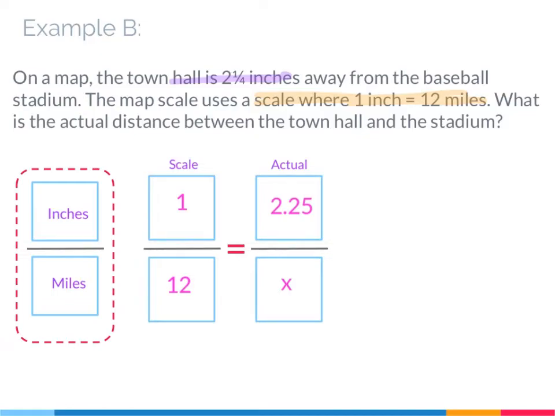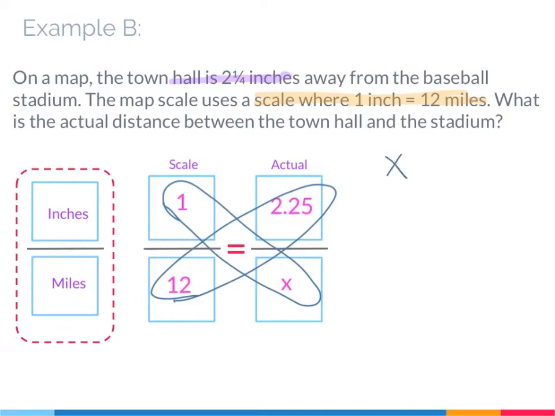So now that we've got our proportion all set up, we need to cross multiply to solve. So 12 times 2.25 and 1 times x. 1 times x is just x. 12 times 2.25 is 27. So x equals 27. And good news, I don't actually have to do any solving of an equation here.